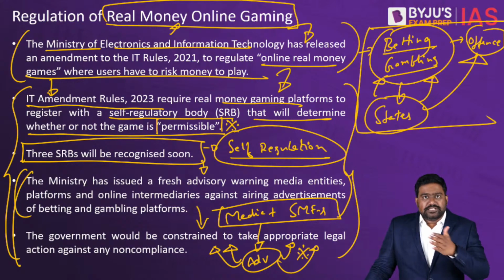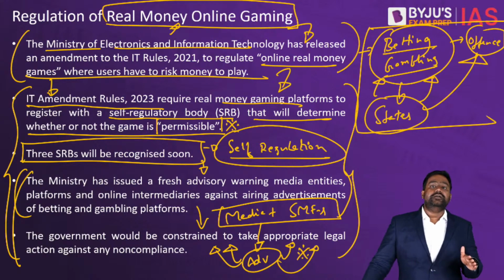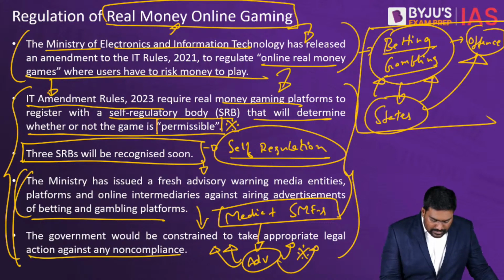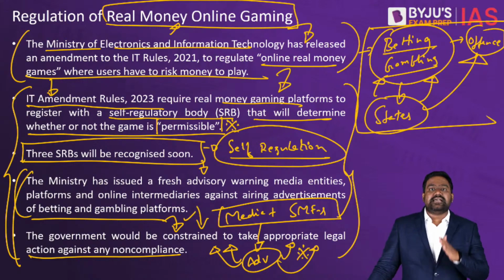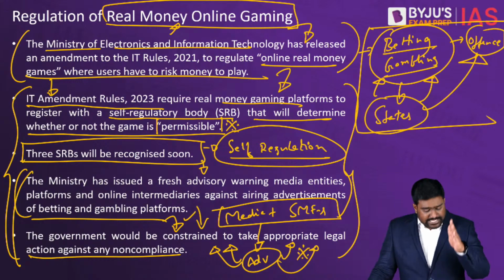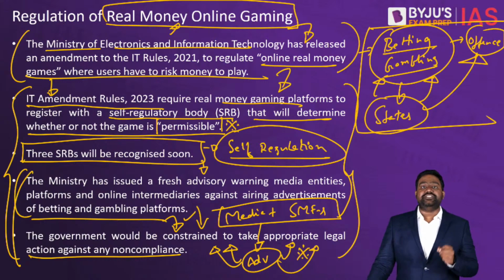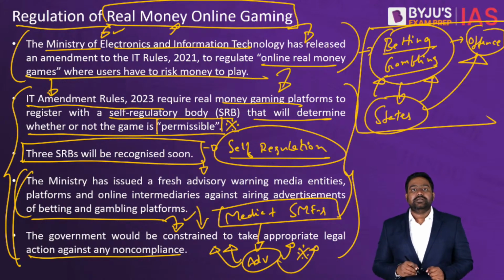Just like newspapers and media cannot carry advertisements related to cigarettes and alcohol, these ads also should not be carried by them. That is why the government has issued an advisory. Under the new rules, media platforms will have to comply. They should not be carrying these ads henceforth, or else they will face legal action from the government. These are the important changes that have been introduced through the amendment to the IT Rules.